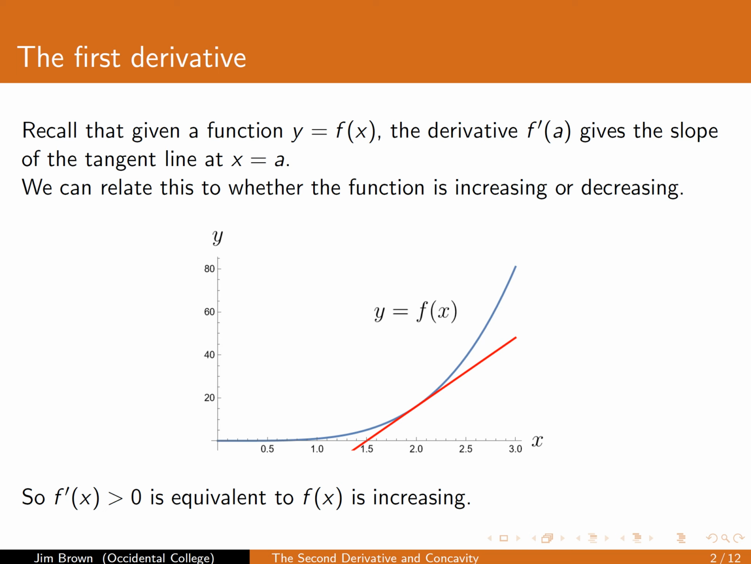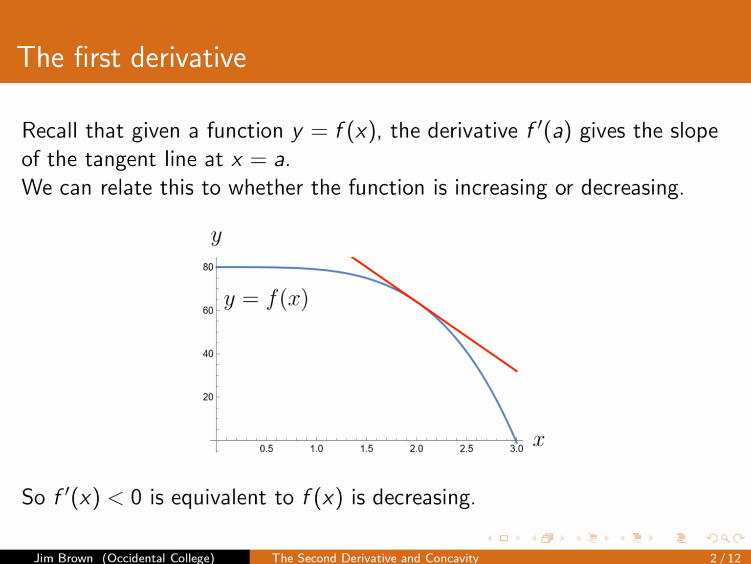And notice that since f is increasing here, the derivative is positive because the slope of the tangent line is positive. So the first derivative being positive is equivalent to the function being an increasing function. So that's a nice way to be able to relate increasing of a function to its derivative being positive. And we can do the same thing for a decreasing function. So again, the red line here is the tangent line at 2. And notice the slope of this is negative and the function is decreasing. So we can see the slope being negative is equivalent to the function decreasing.